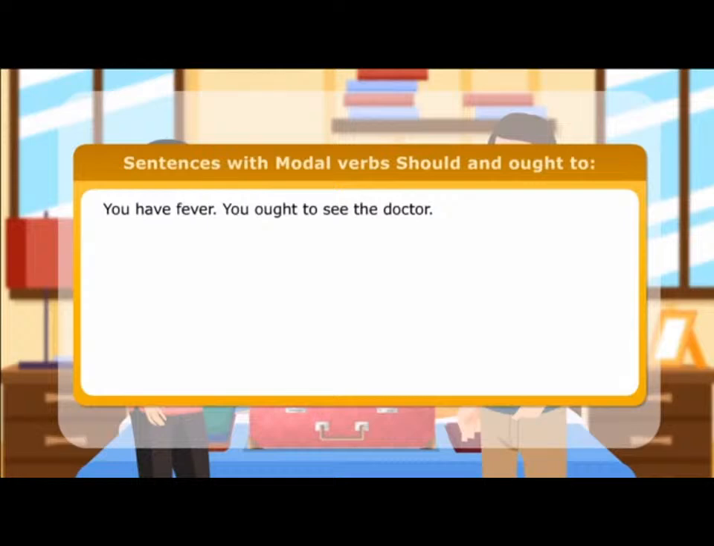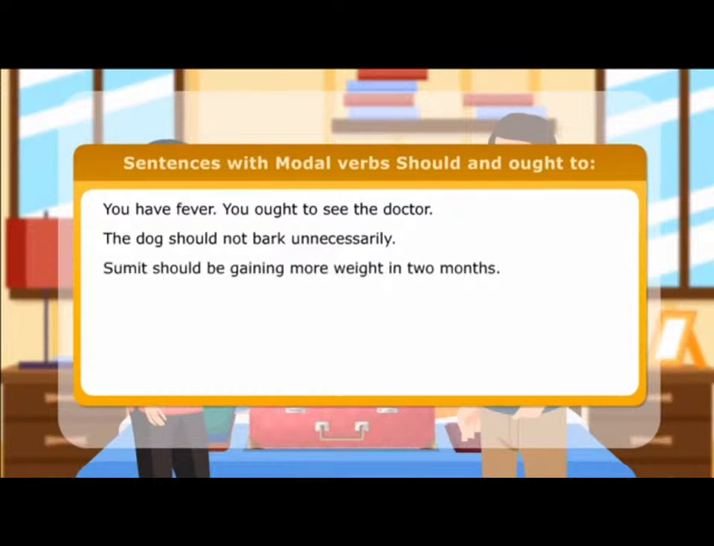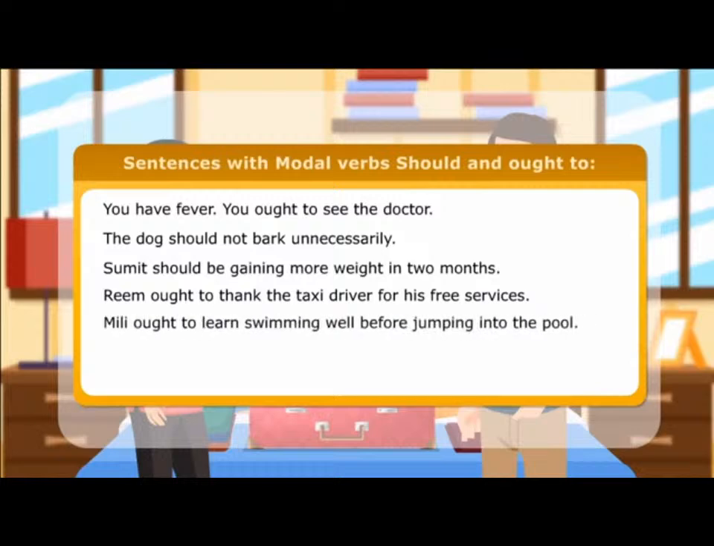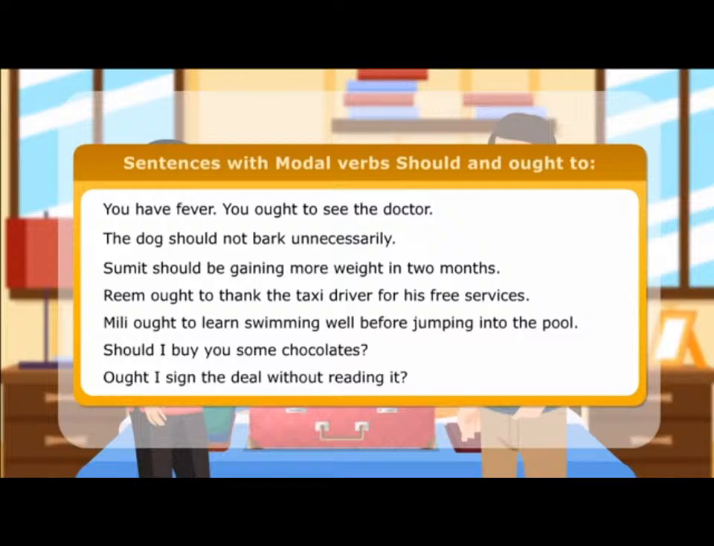Here are a few more sentences with modal verbs should and ought to. You have fever. You ought to see the doctor. The dog should not bark unnecessarily. Sumit should be gaining more weight in 2 months. Reem ought to thank the taxi driver for his free services. Millie ought to learn swimming well before jumping into the pool. Should I buy you some chocolates? Ought I sign the deal without reading it?